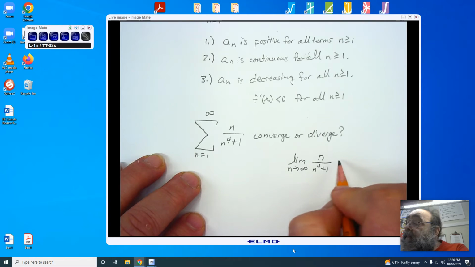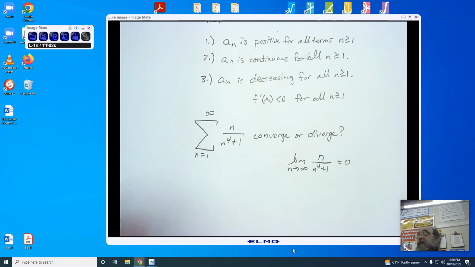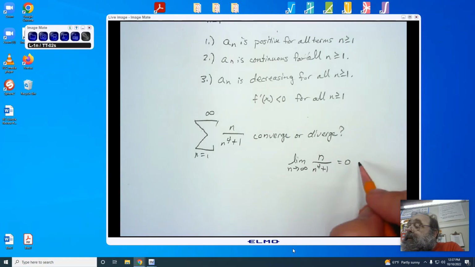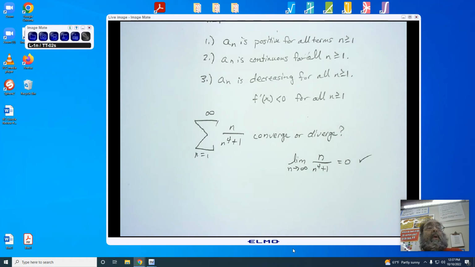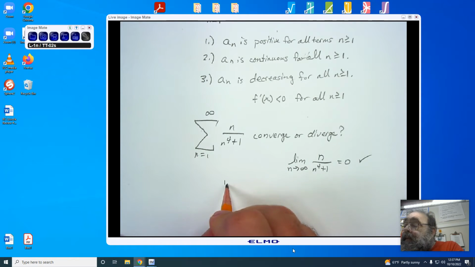Well, according to L'Hôpital's, the larger factorial or polynomial in the denominator is the faster function, and therefore we go to 0. So yes, it potentially will converge. And notice, I can't say it does, I say it potentially does. So I'm now going to check.